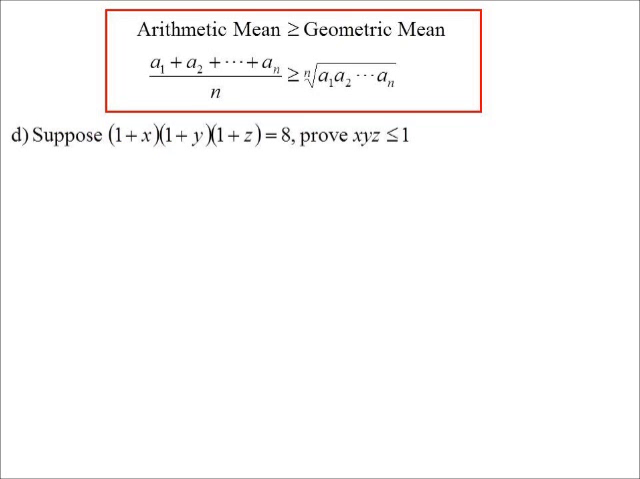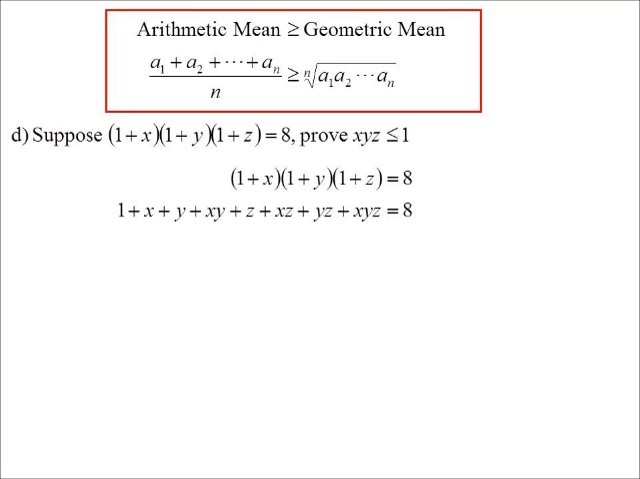Continuing on now from the last question. Suppose that (1 plus x) times (1 plus y) times (1 plus z) is equal to 8. We're now going to prove xyz is less than or equal to 1. I think you're going to enjoy this little proof here. I know I do. (1 plus x)(1 plus y)(1 plus z): expand it out and you get 1 plus x plus y plus xy plus z plus xz plus yz plus xyz.